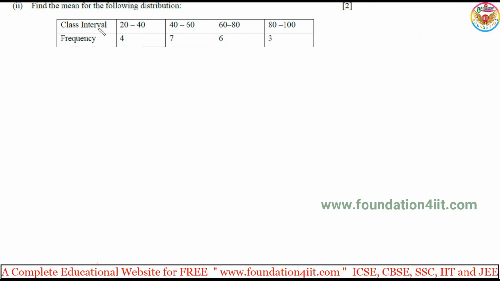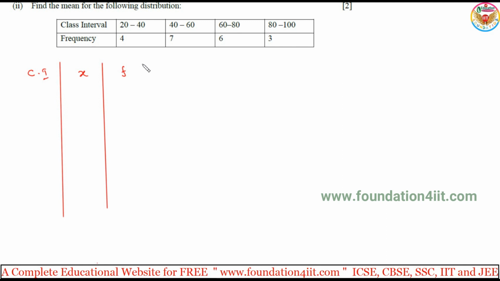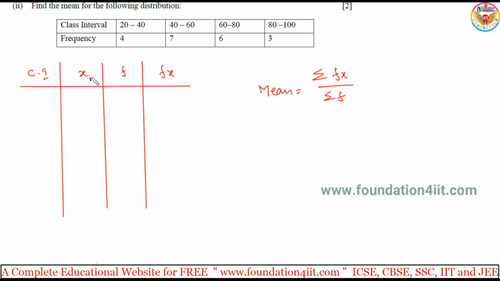This is a problem from statistics. Find the mean of the following distribution. Mean value: so class interval, x and f, you have to find out. The formula sigma fx by sigma f will apply for this problem. So for the class interval, I need to find x, the mid value of the class interval, and the frequency, and one more column, fx. So we know that mean is equal to sigma fx by sigma f, that is, sigma fi xi by sigma fi.